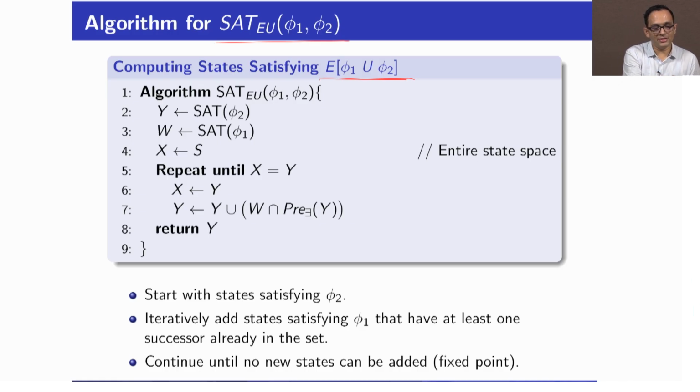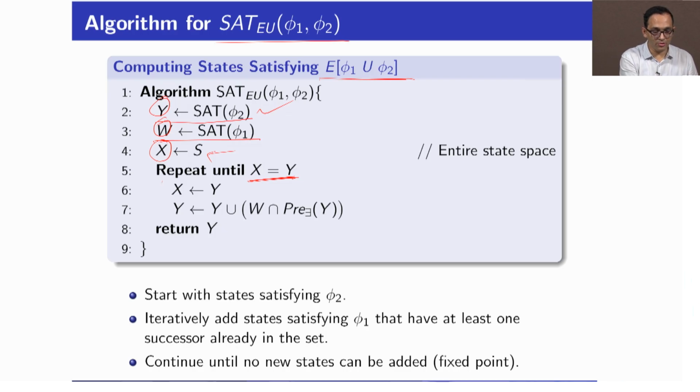So, I will identify the states where phi 2 holds, and the states where phi 1 holds. This is y and x respectively, and x is the entire state set. And why am I doing this? Because initially this particular condition should not be satisfied. You have the states where y holds, and I am just checking whether x equals y. So, if phi 2 holds in all states, that means in all those states E phi 1 until phi 2 holds, and I do not need to go further.